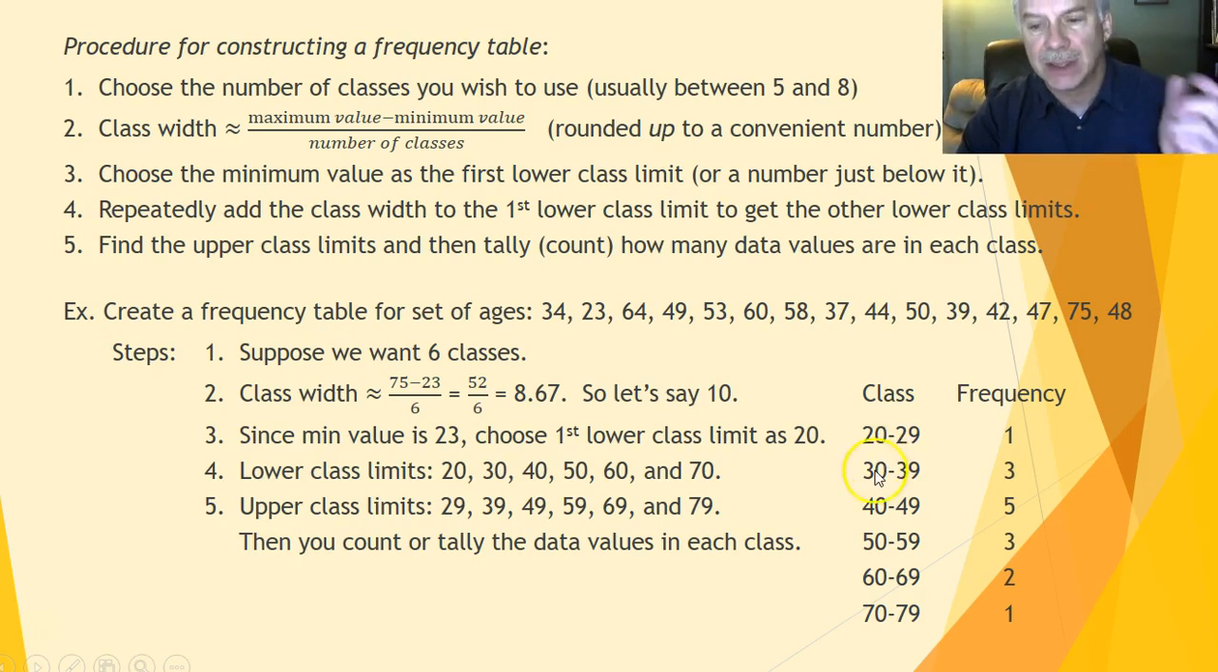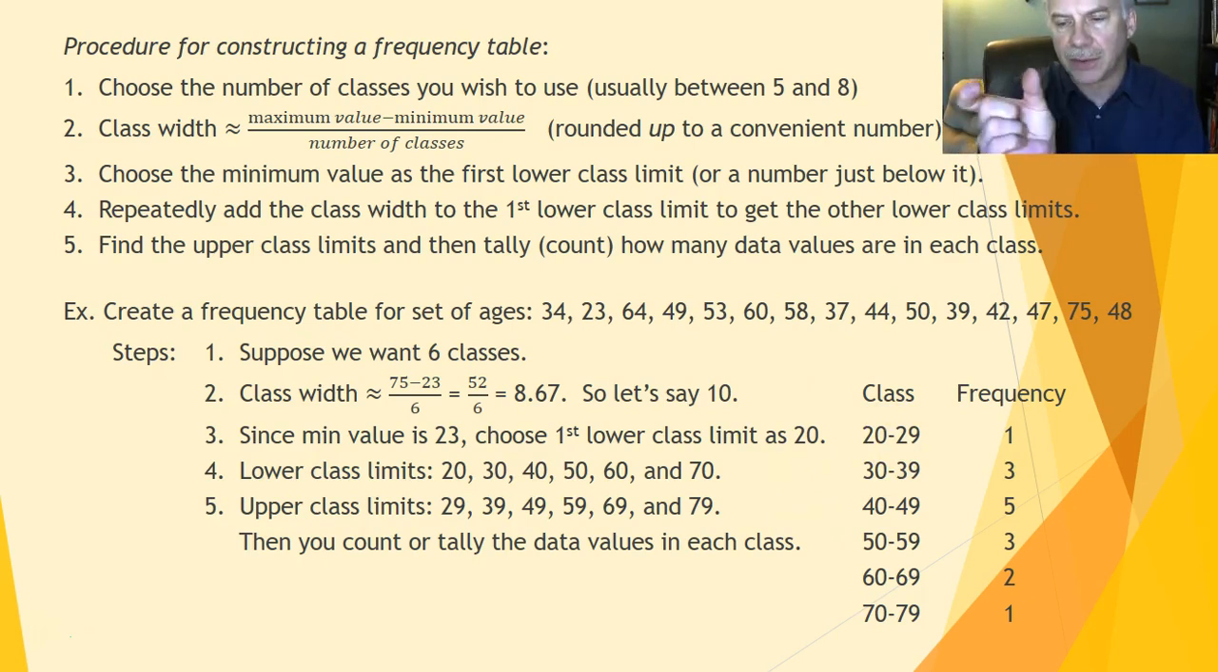So 20 plus 10 is 30, 30 plus 10 is 40, so you get your other lower class limits. And then the upper class limits would be 29, 39, 49, 59, 69, 79. And that's because you don't have any fractions or decimals in here. So it's 20 to 29 for the first class, 30 to 39 for the second class, etc. All right. So that gives you your class limits.